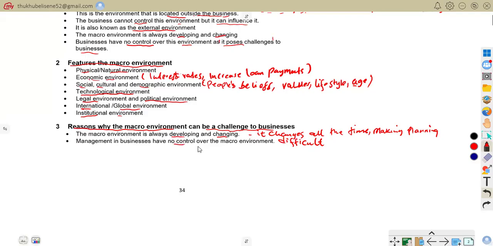Management in a business have no control over the microenvironment. So it means managers cannot influence what? Outside factors. You're saying managers cannot influence outside factors. So, for example, managers cannot stop inflation. They can't stop inflation. That is that. So let us move on, good people.